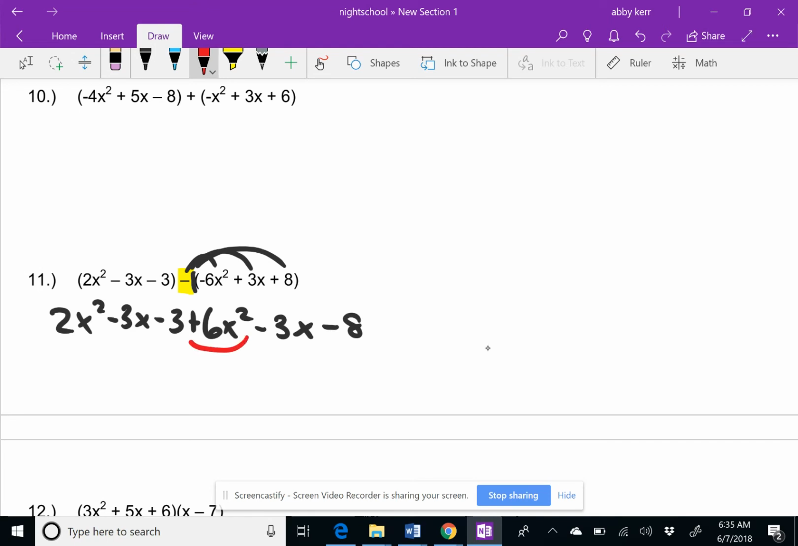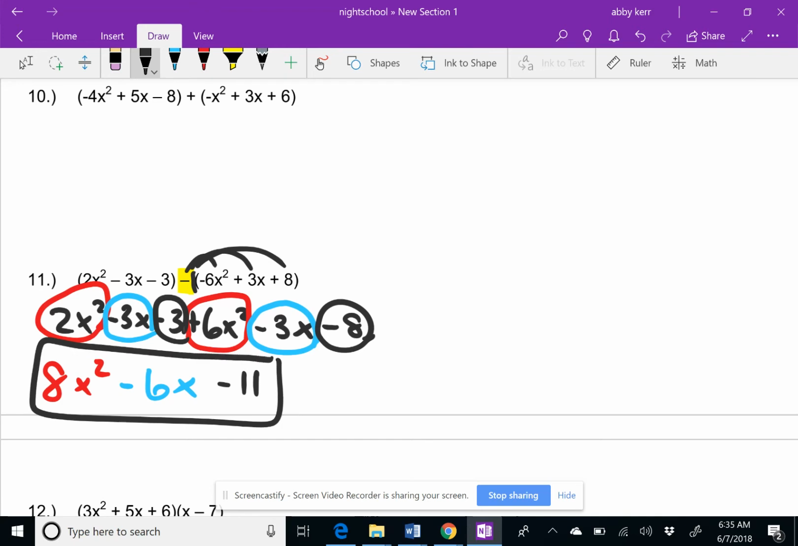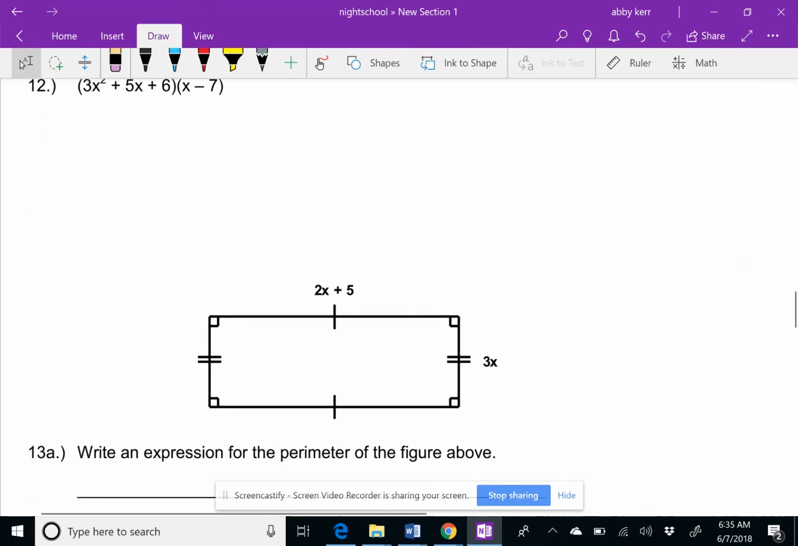So highest exponent first. So positive 6x squared plus 2x squared gets you 8x squared. Negative 3x minus 3x gets you minus 6x. And then negative 3 minus 8 gets you minus 11. So number 12 is just the same.